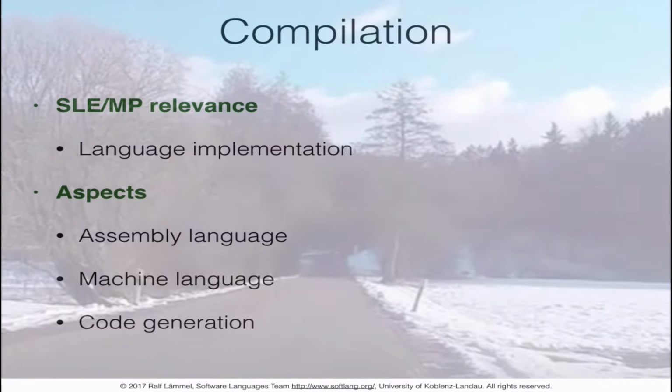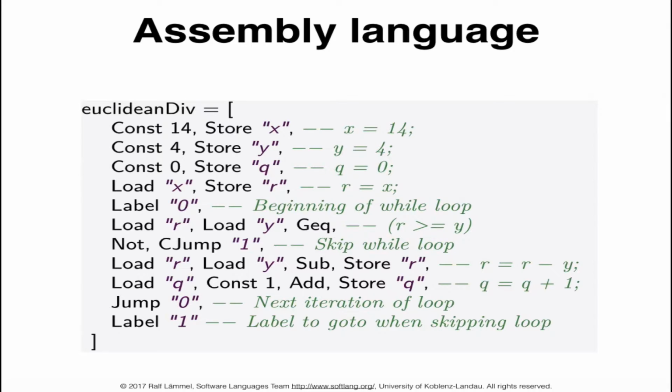All right, compilation. Just like interpretation, compilation is a major mode of language implementation. The software language book doesn't go into much detail here because there's great material out there on compilation, but it at least tries to cover compilation at some basic level. So I'm going to show you a simple assembly language and a simple machine language, and also hint at some code generation. Okay. So here is an illustration of an assembly language.